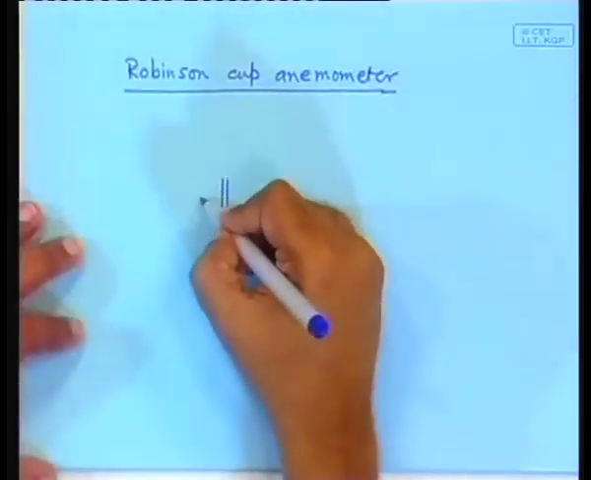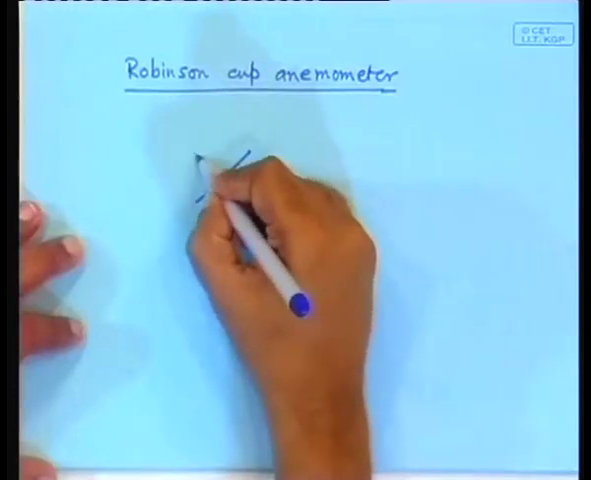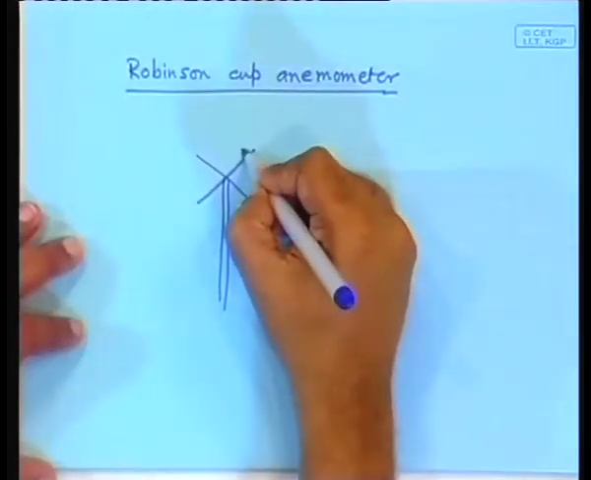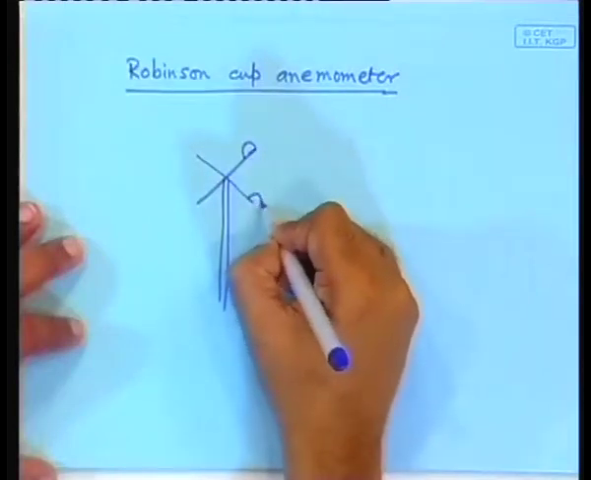Okay, now Robinson cup. The Robinson cup anemometer is somewhat similar to the Savonius rotor. What was the Savonius rotor? Where you had cut two cylinders into half and joined them. Here also you do not have to cut cylinders, but it is a combination of two small or three small hemispheres like this. I am drawing 4 of them, small cups.